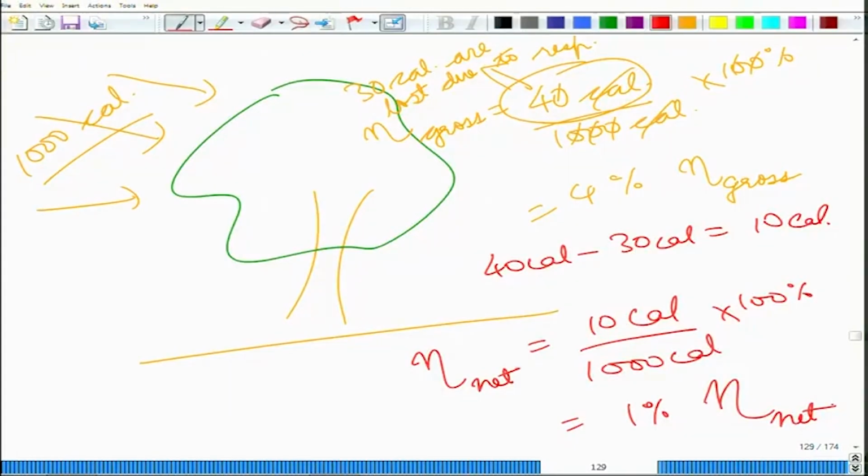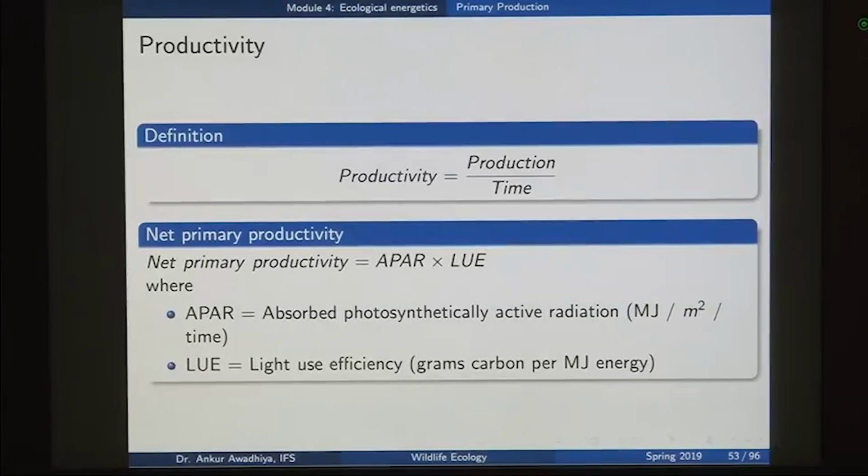Now, we can also define another term, which is productivity, and productivity is defined as production per unit time. So, if we say that net primary production for a particular forest was say 1 ton of biomass, and that amount of biomass was produced in a period of say 2 years, we will say that productivity is 1 ton divided by 2 years, which is 0.5 tons per year. So, that is productivity, production divided by time.